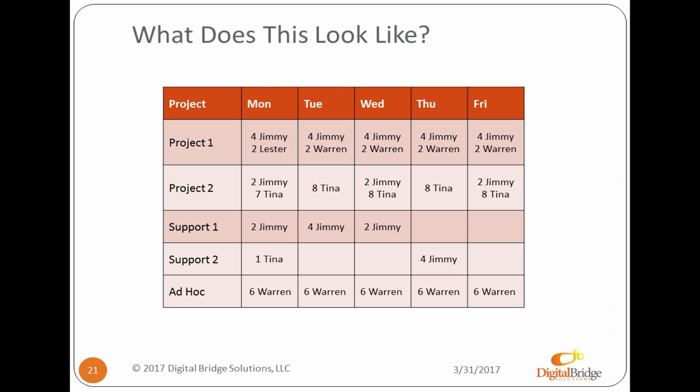Now, naturally, this gets into some competition where, let's say Wednesday, Jimmy's got a launch on project 2, but support project 2 actually needs Jimmy. So instead of Jimmy being able to do support project 2 on Wednesday, he's going to do it on Thursday. So maybe you have to shift some of the time around when you're allocating.